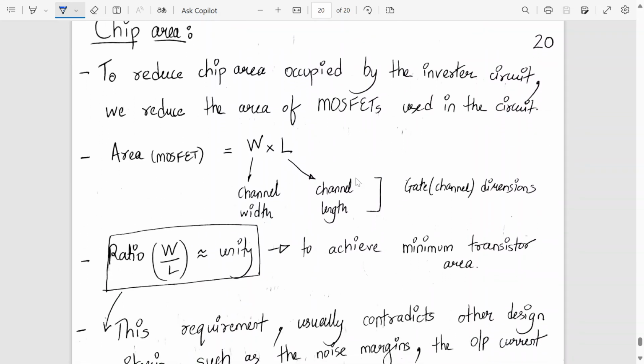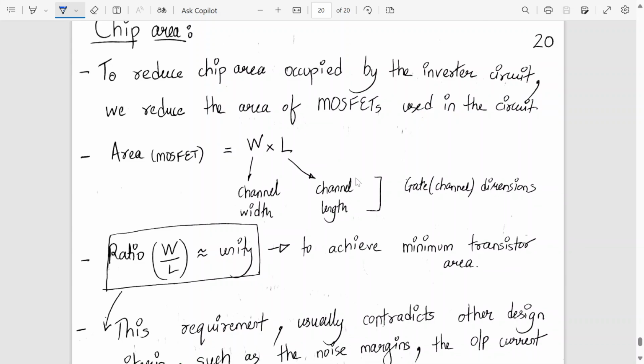Chip area. How do we reduce the chip area? By reducing W and L. We are doing that by scaling. When will you say minimum transistor area? If I reduce the area, let's say W is 100 micrometer. If I reduce W and L to 100 nanometer, and I take W and L both same, can I say W by L ratio is unity? If W and L are both same, W by L is unity, right? So minimum transistor area is achieved when W and L are same. Okay?